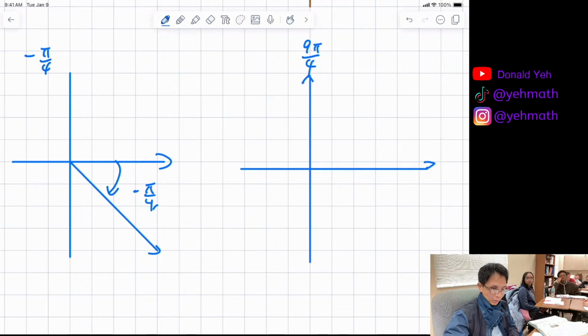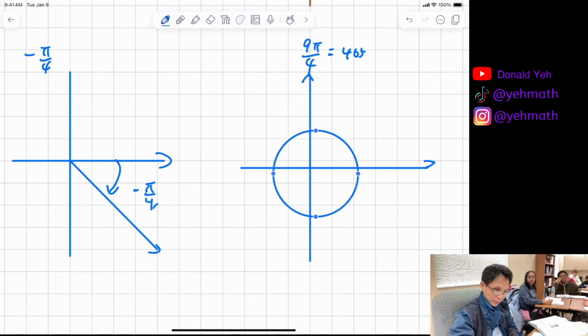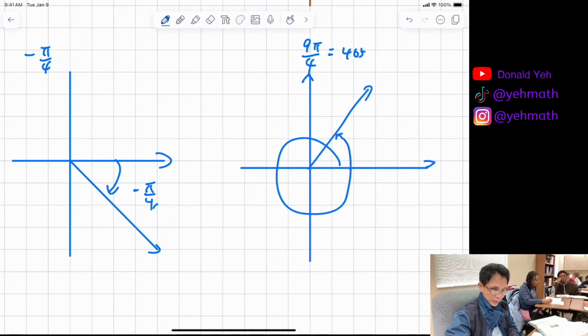Okay, so 9 pi over 4 is 400 what degrees? 405. So that means you're going to go counterclockwise once, and then you're going to go 45 more degrees right here. And that's your terminal side.